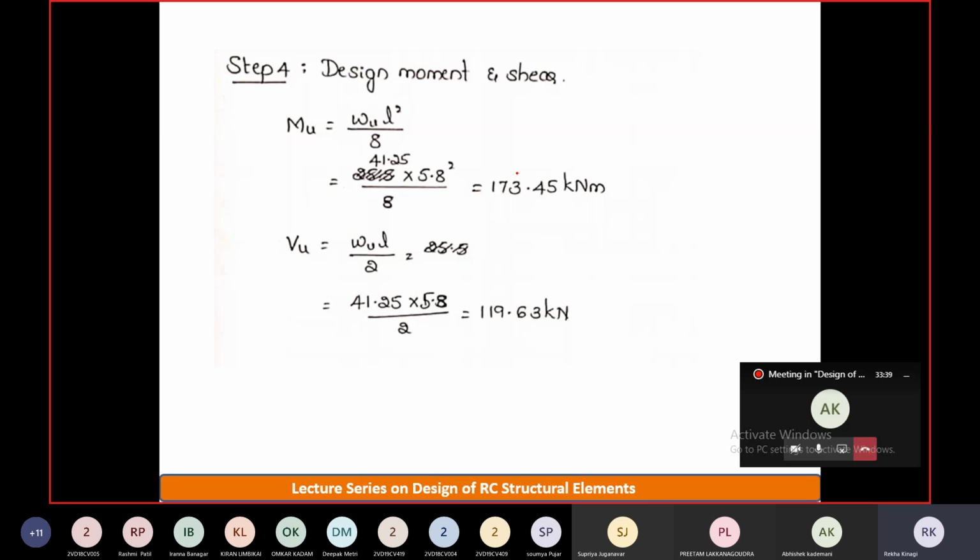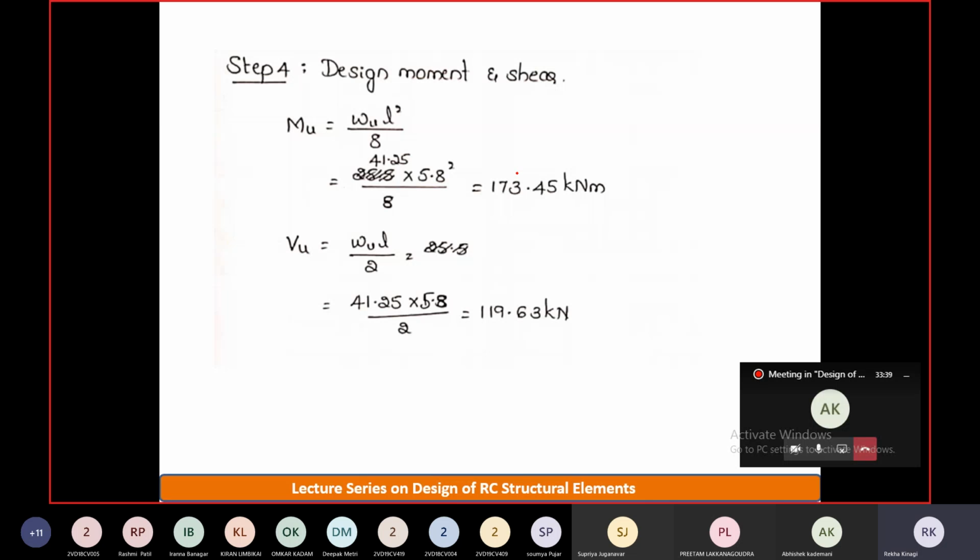119.63 kilonewton. With these design moment and shear, next we need to proceed with the calculation of the limiting moment of resistance. In order to calculate it, as already discussed, either we can use the equation given in Annexure G, or else we can use the equation which was derived while deriving the ultimate moment of resistance for the balanced section.